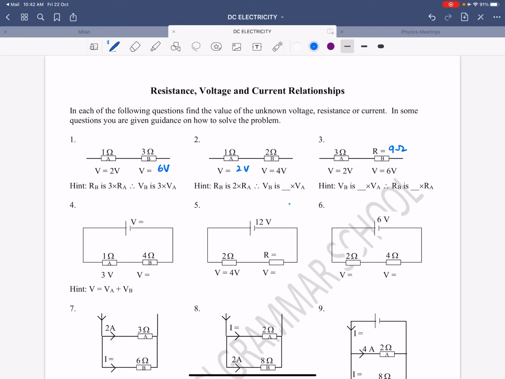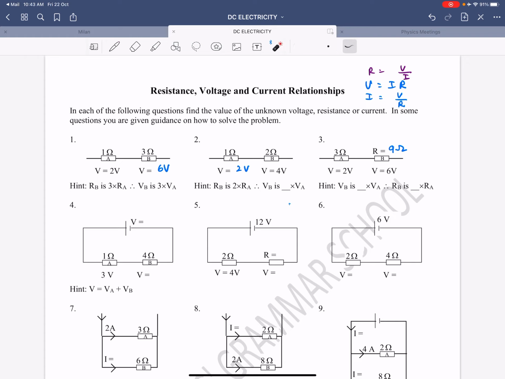I'm just going to work through this worksheet on resistance, voltage, and current relationships. This is all based on Ohm's law, which is the connection between voltage, current, and resistance. So voltage is current times resistance, current is voltage over resistance, and resistance is voltage over current. Okay, so there are many ways of doing this.